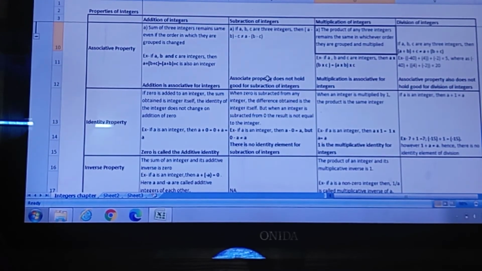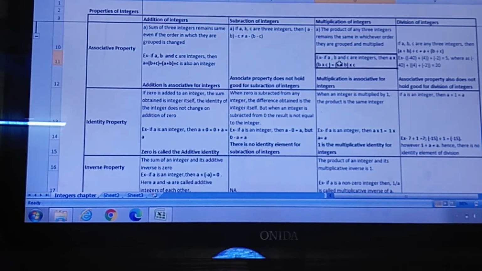Multiplication. The product of any three integers remains the same in whichever order they are grouped and multiplied. So when we multiply three different integers a, b and c, the answers will be the same for both. In this case, multiplication is associative for integers.